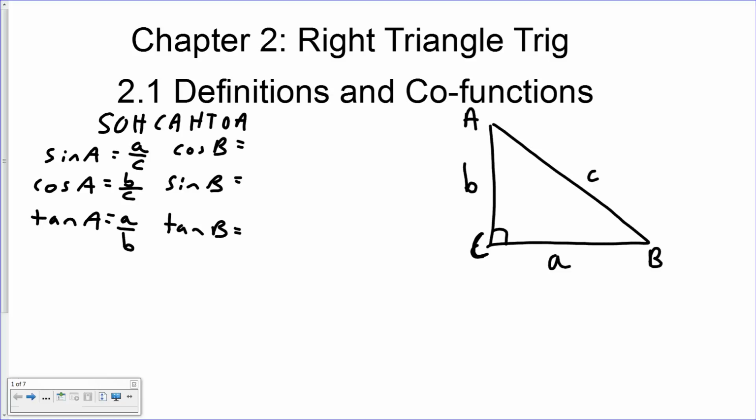Similarly, angle B, we're going to do the same thing. Cosine of B, A over C. Sine of B, again opposite over hypotenuse, B over C. And tangent of B, opposite over adjacent, B over A. So the sine of B was opposite over hypotenuse.